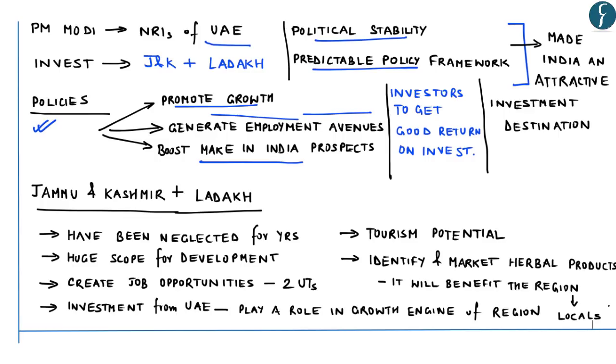Further, the Prime Minister also urged the entrepreneurs to identify as well as market the herbal products which are scattered in Jammu and Kashmir as well as Ladakh, and said that global marketing of such herbal products will also benefit the locals, including farmers who will be motivated to grow such herbal plants. So these are the various aspects highlighted by the Prime Minister to urge NRIs to invest in India and also in Jammu and Kashmir as well as Ladakh.